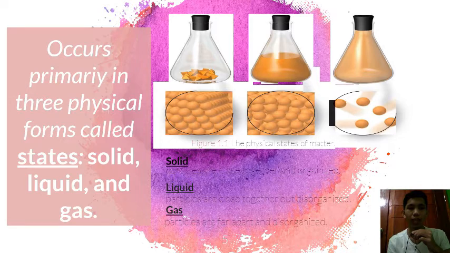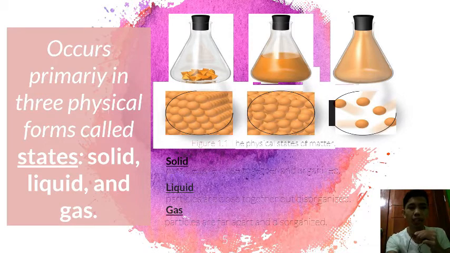Meanwhile, a liquid has varying shapes since it conforms to the container shape, and we can say that a liquid has an upper surface. So as we can see in the figure, it has an upper surface here. And then for our gas, it also has varying shape that conforms to the container shape, but it fills the entire container and does not have any surface.